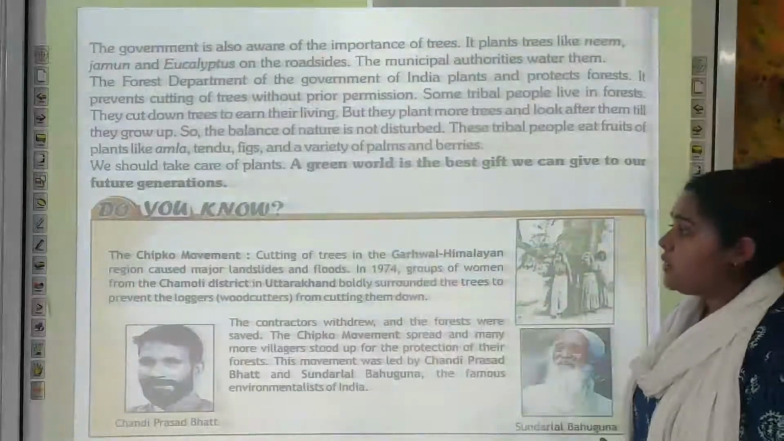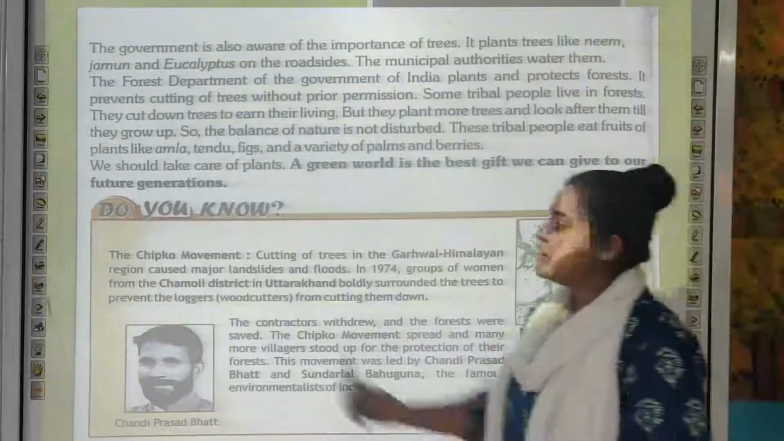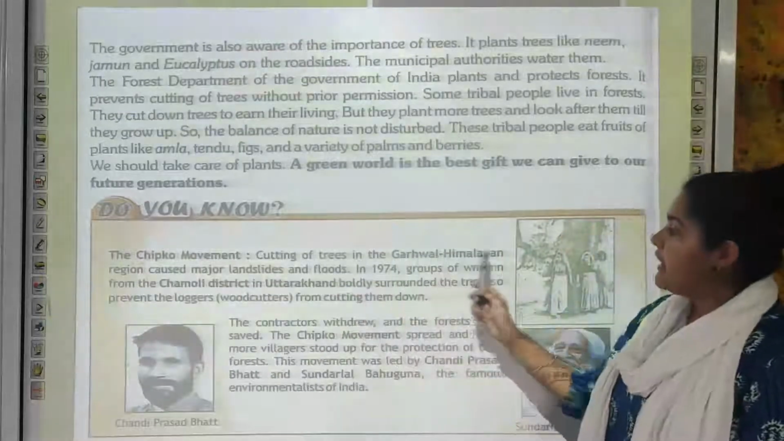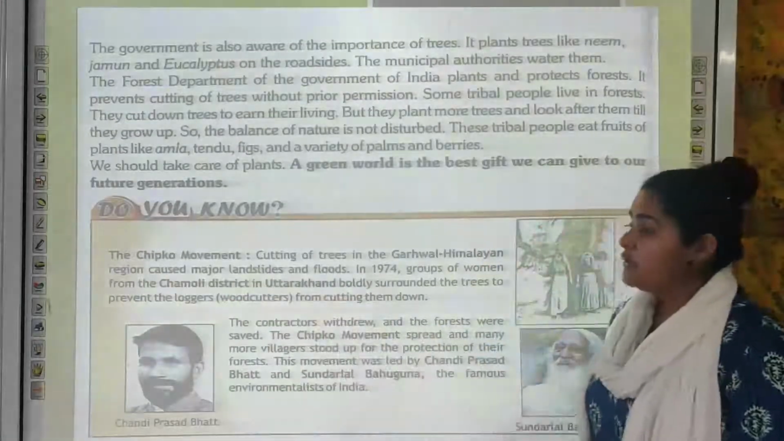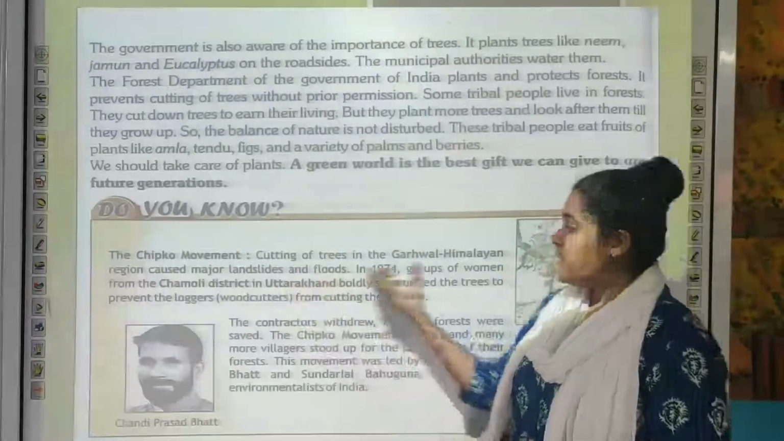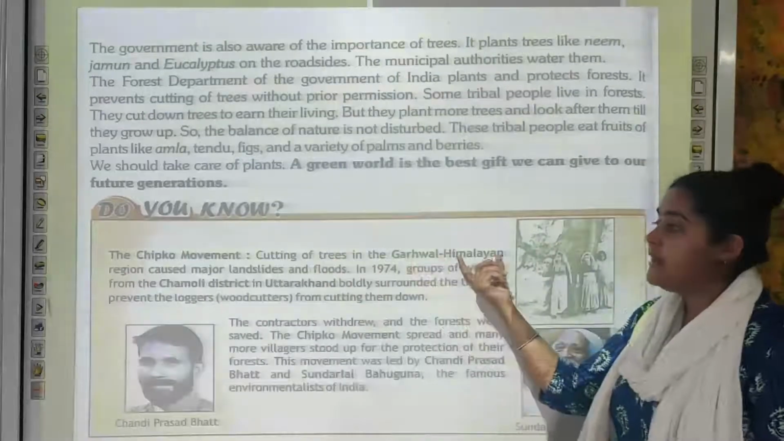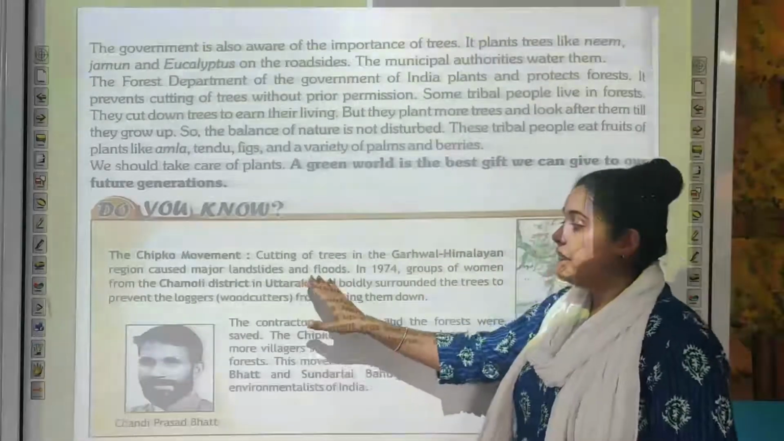Okay. One extra historic and important fact here is the Chipko movement. Cutting of trees in the Garhwal Himalayan region caused major landslides and floods. In earlier times, because of this cutting of trees in the Garhwal Himalayan region, a major landslide and flood occurred.